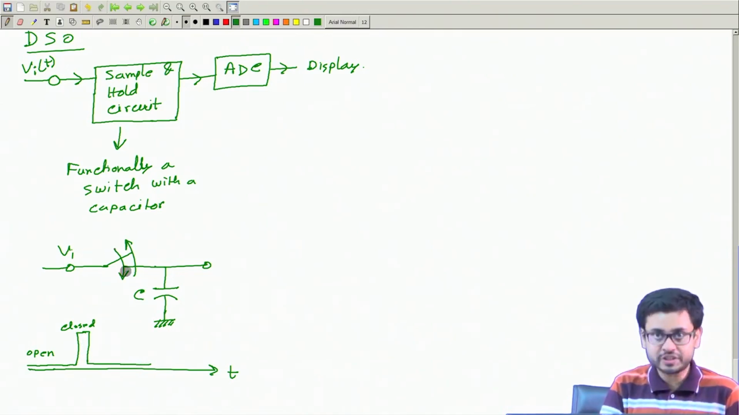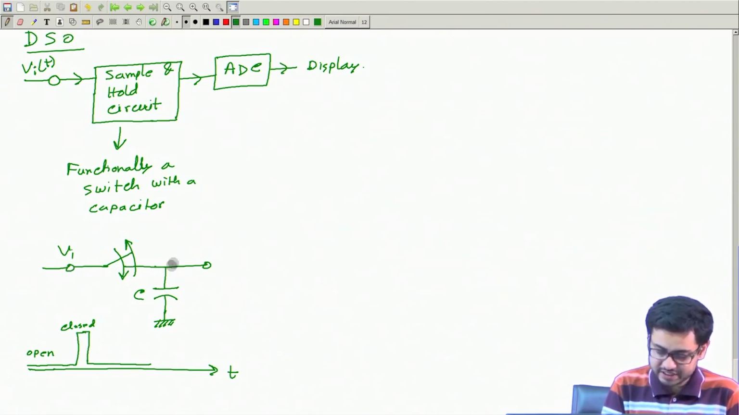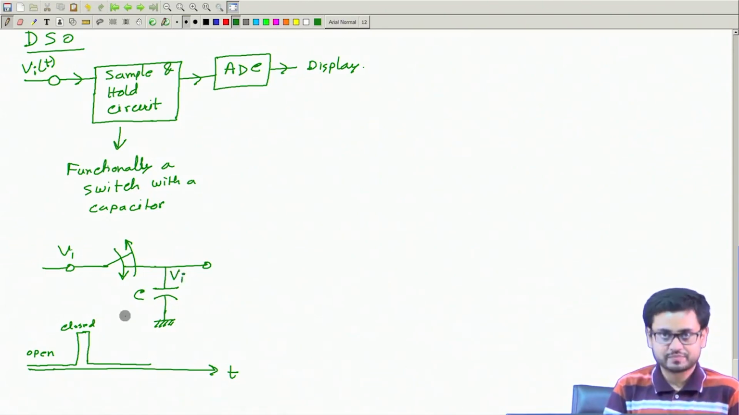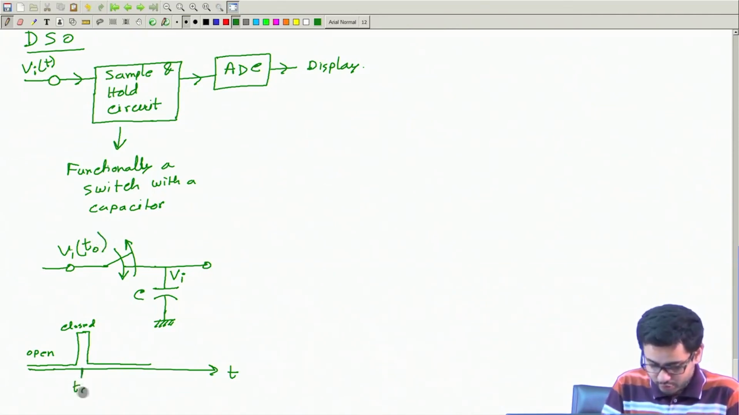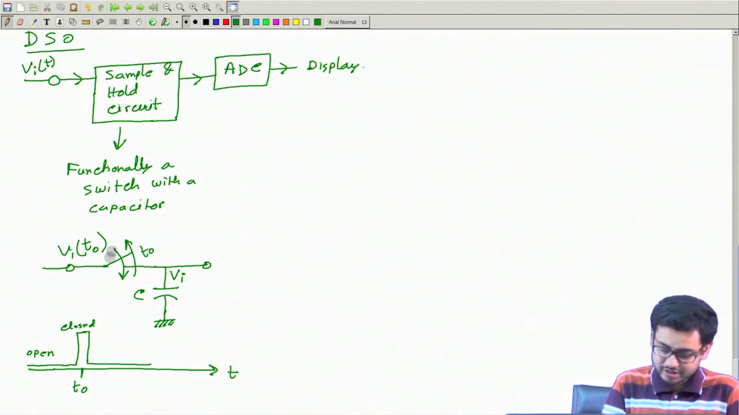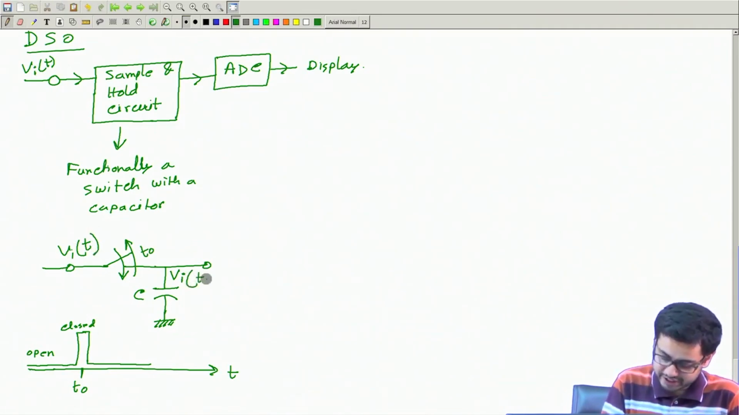The moment you close it, for a brief moment, this voltage Vi will charge this capacitor to a voltage Vi at the time t naught. What is t naught? T naught is the time when you close the switch. So if at t naught you are closing the switch, then whatever the value, let me write Vi(t naught).